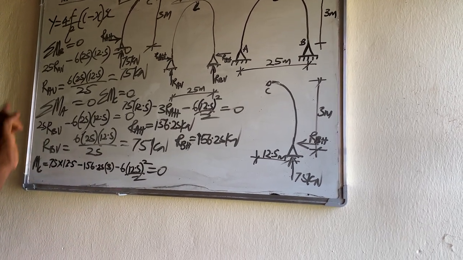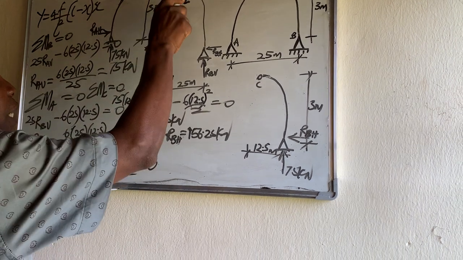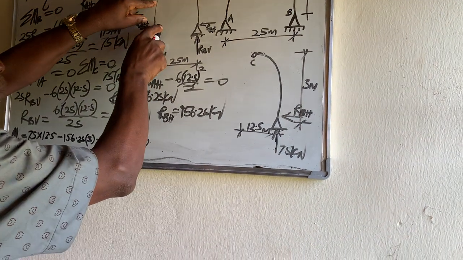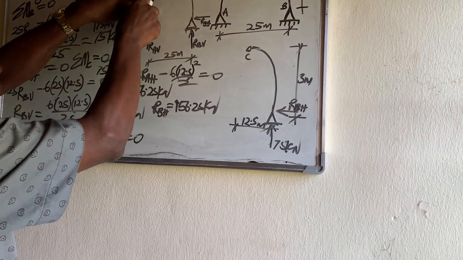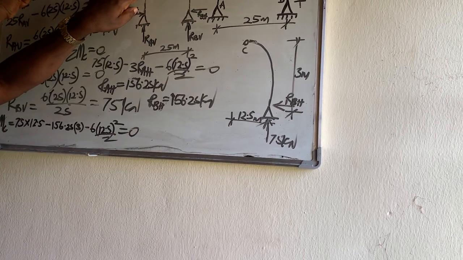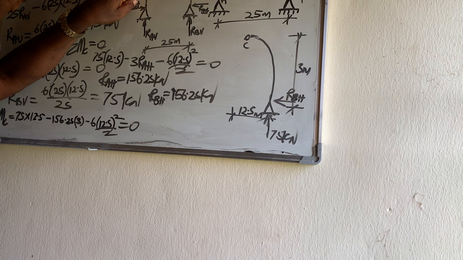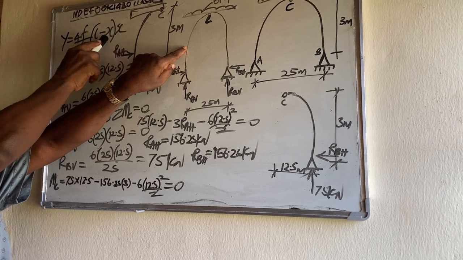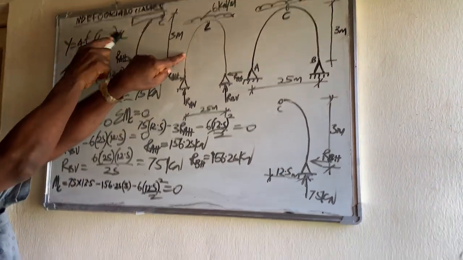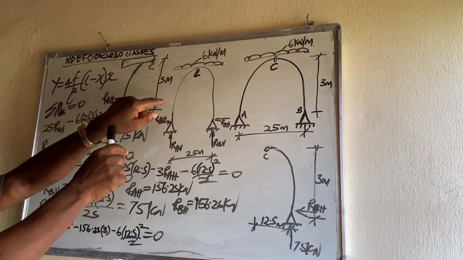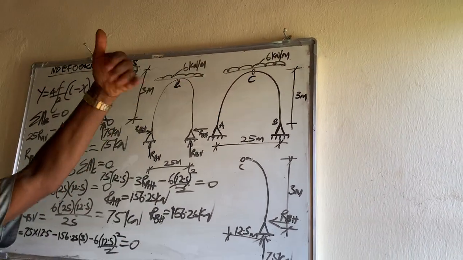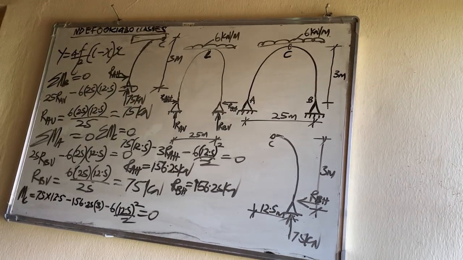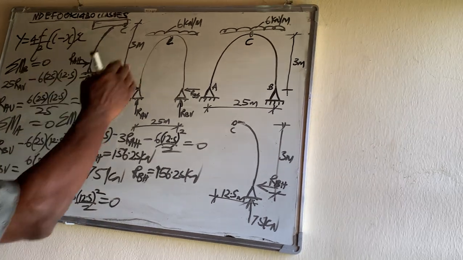Immediately I get the moment at any particular point on the arc. If I want the moment at this point, I need to know the horizontal distance that corresponds to that point. I take that horizontal distance and bring it here. This is 3, that's the rise. This is L, the span squared, and L minus the corresponding horizontal distance here. That is how I get the bending moment at each position of the arc. I get different values of bending moment.